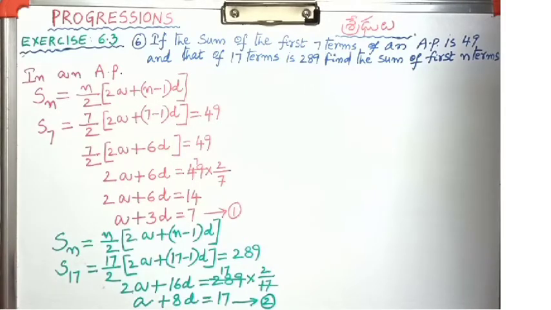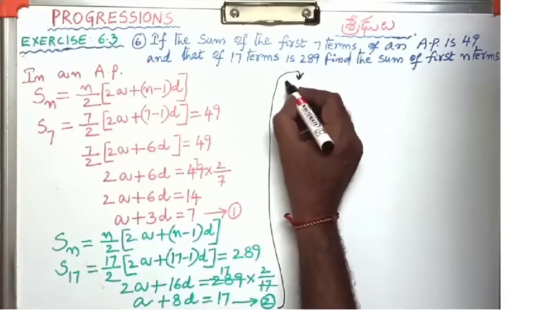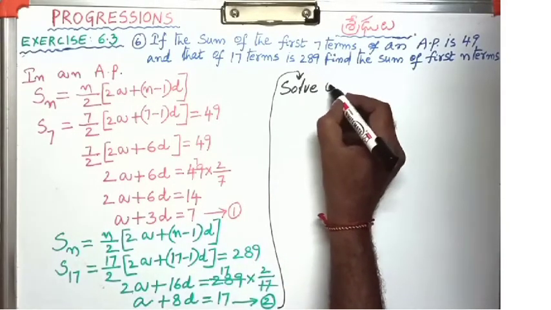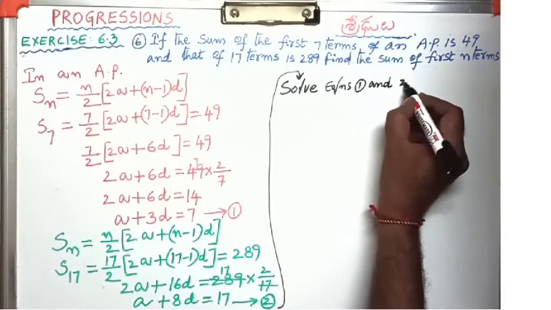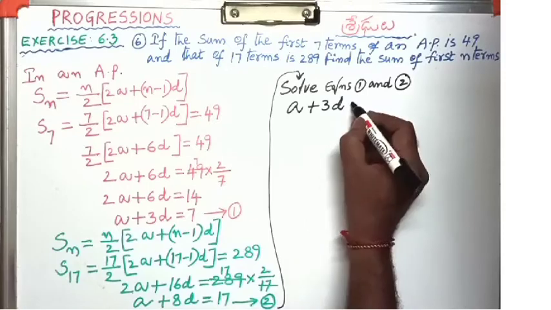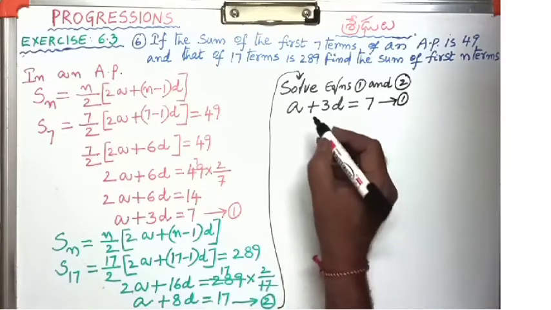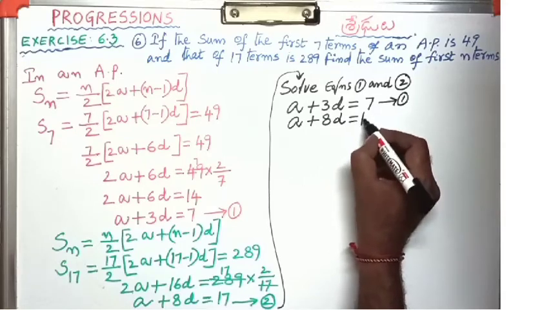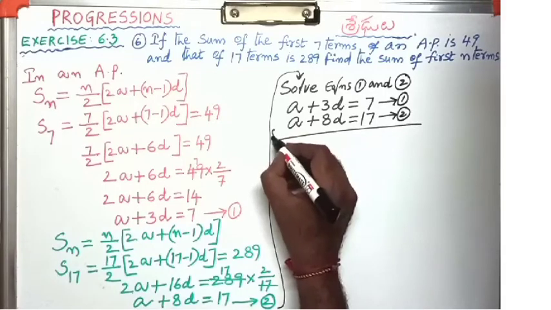Okay, now please solve 1 and 2. Solve equations 1 and 2. So what is equation 1? A plus 3d is equal to 7. This is equation 1. And what is equation 2? A plus 8d is equal to 17. This is equation 2. And next do the subtraction.